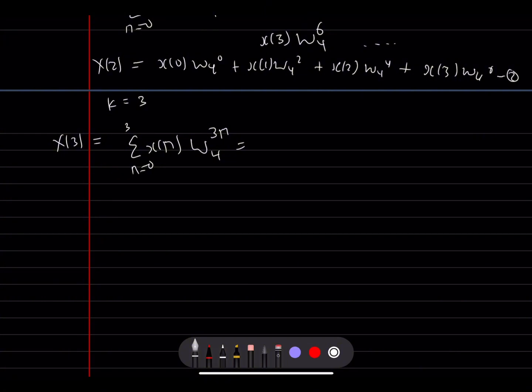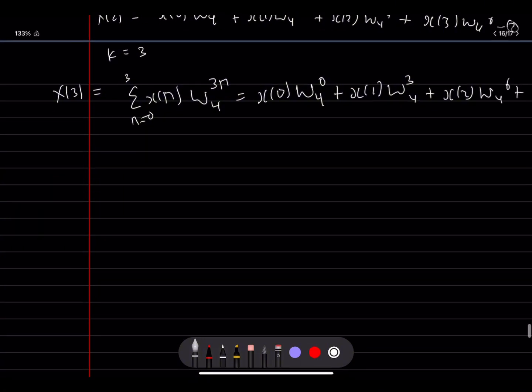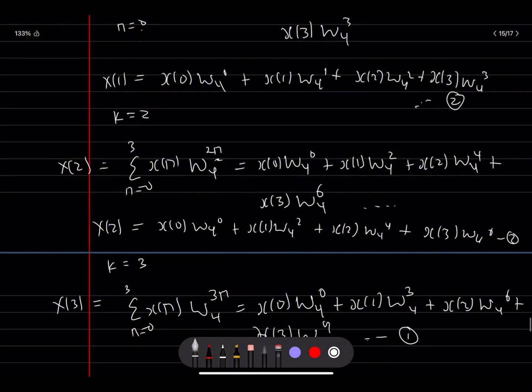This will give us x of 0, so when n is equal to 0, we are going to get omega 4 power 0, plus when n is equal to 1, we get 3 times 1, which is 3, and plus when n is equal to 2, we get 3 times 2, which is 6, omega 4 power 6, plus when n equal to 3, we get x of 3 omega 4 power 3 times 3, which is 9. And this is our equation 4. So now these are the 4 equations that we have.